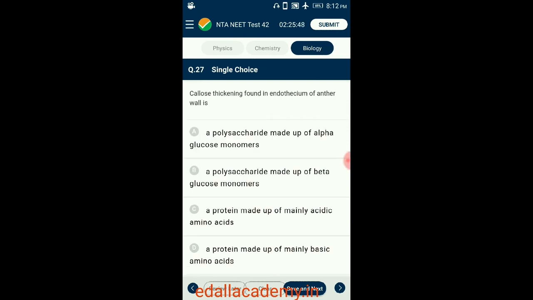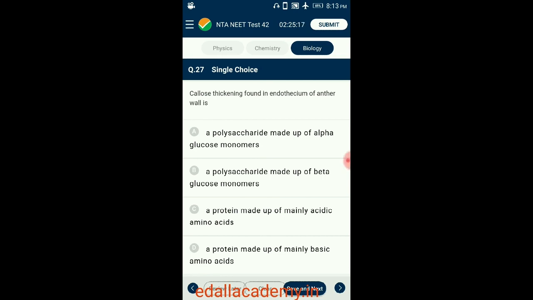Question number 27. Callose thickening is found in the endothecium of anther valves. Callose is a polysaccharide having repeating units of beta glucose with beta 1,3 glycosidic bonds with some beta 1,6 branches. Callose is produced during pollen grain formation, cell plate formation, and also stress response. Callose present in the endothecium helps in dispersion of pollen grains.